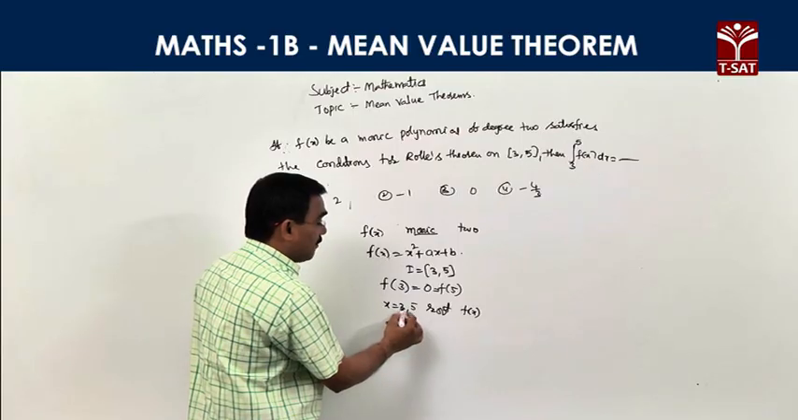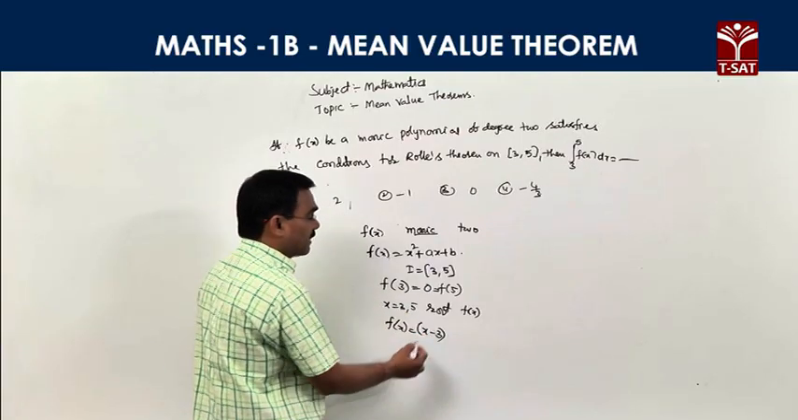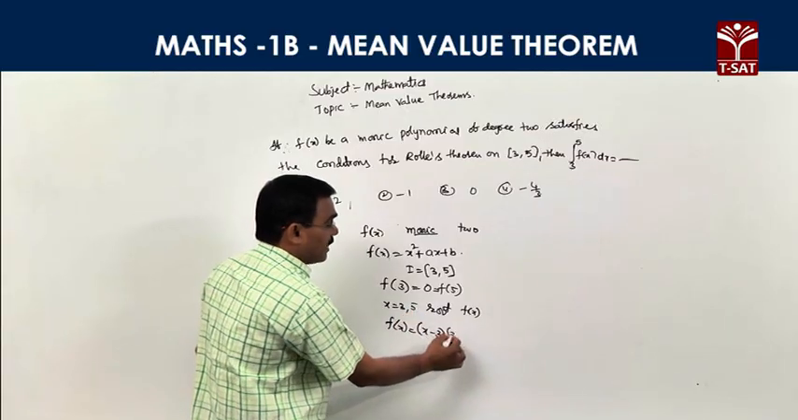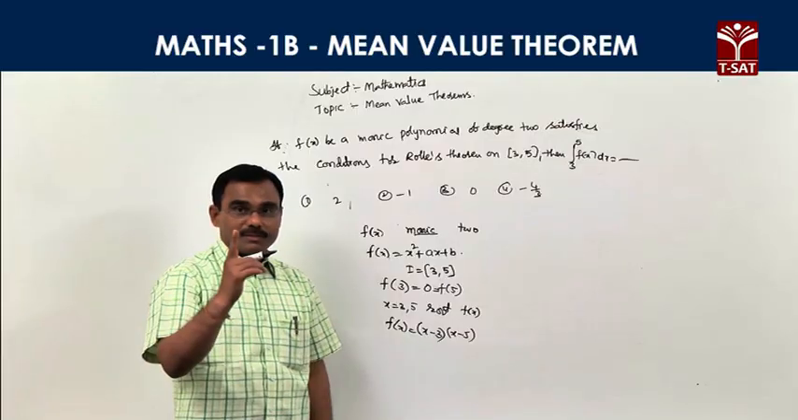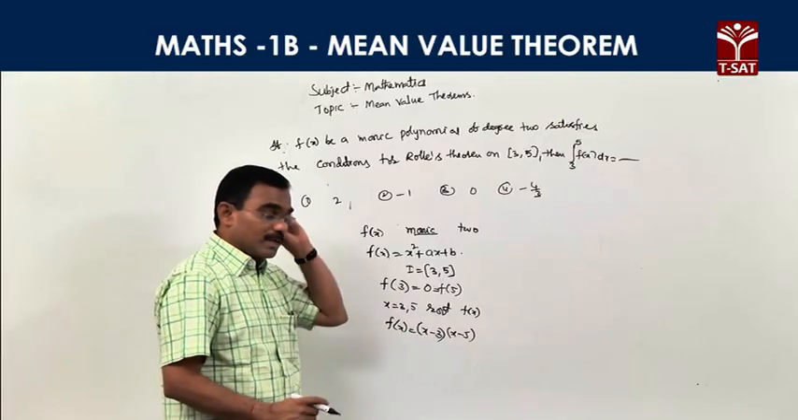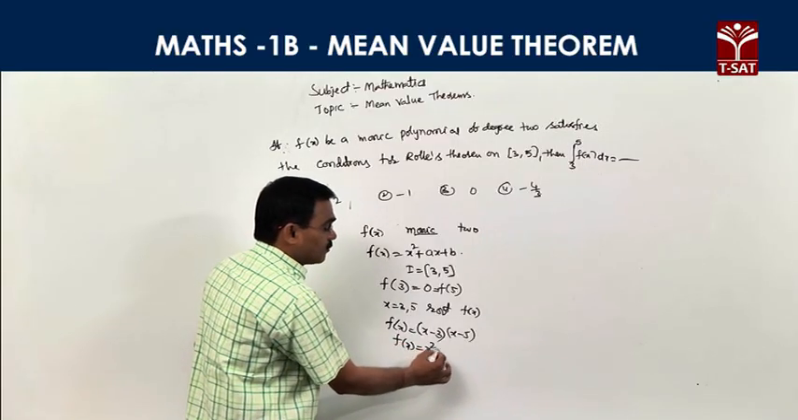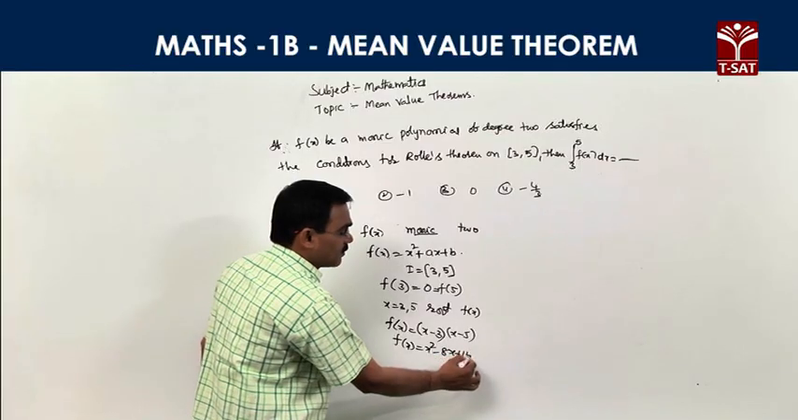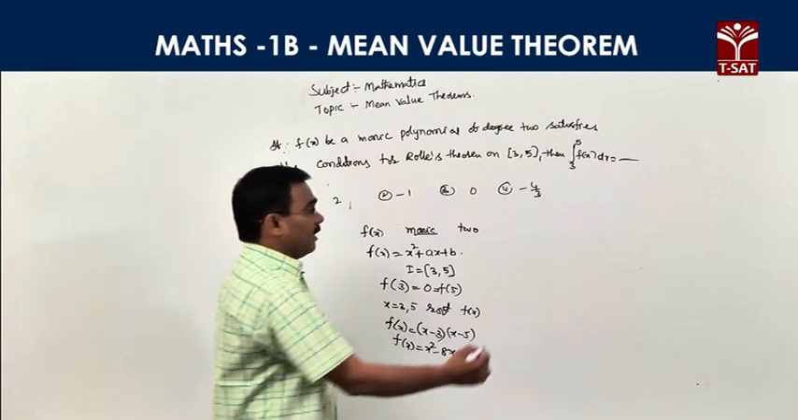Since 3 is a root of f(x), x minus 3 is a factor, and 5 is also a root, so x minus 5 is also a factor, and the monic polynomial has x² coefficient 1. Therefore f(x) = (x - 3)(x - 5), which implies f(x) = x² - 8x + 15. First we find the polynomial.